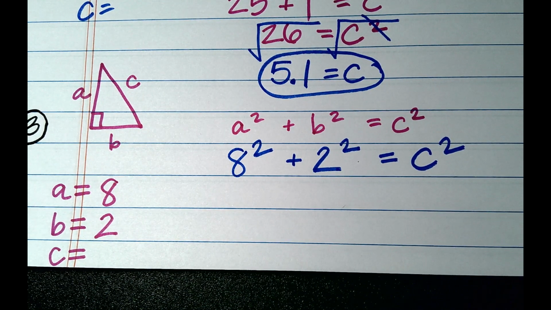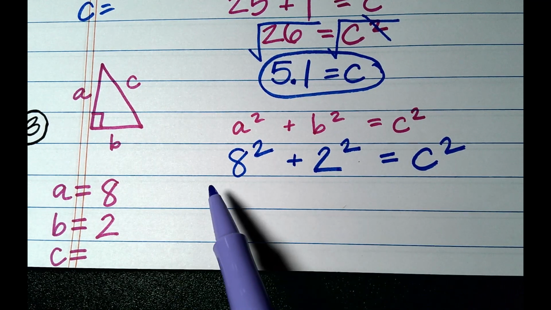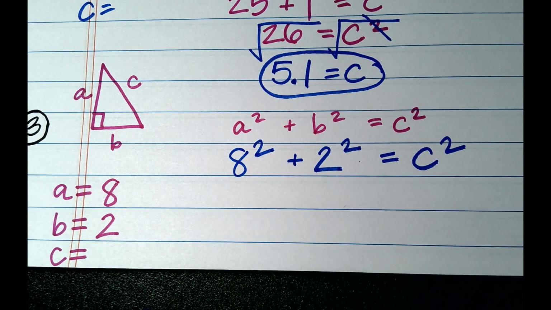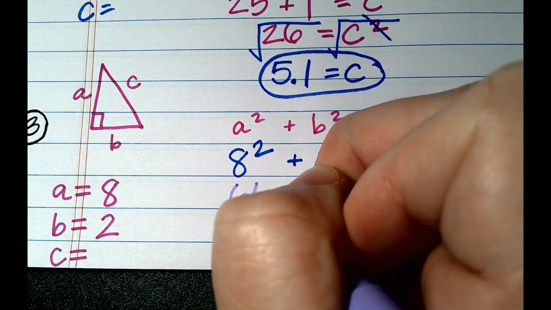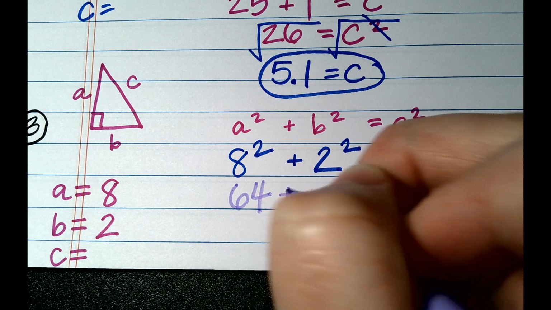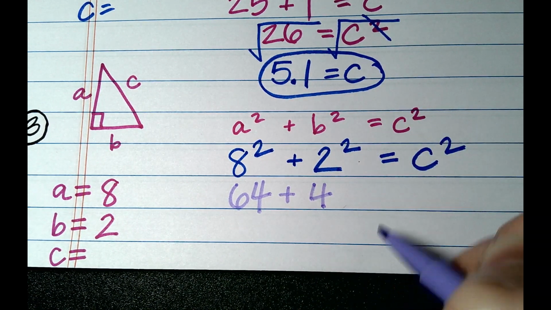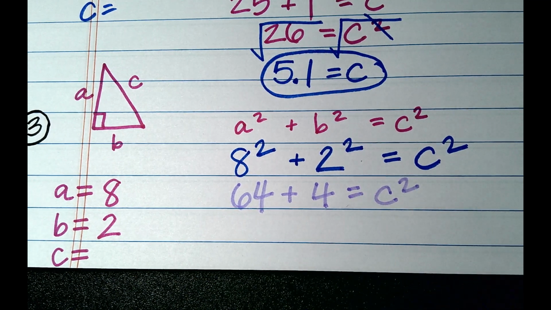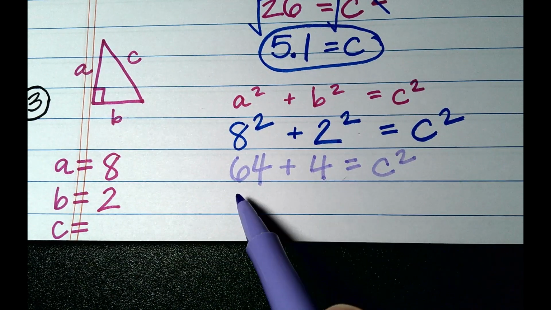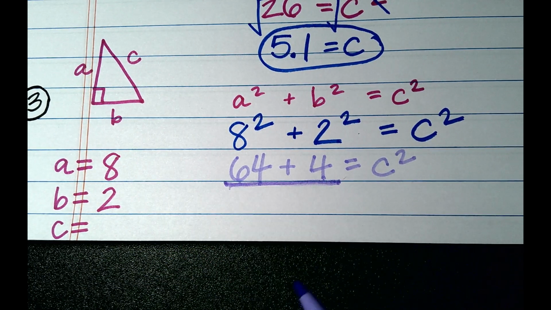Okay, so now that it's all plugged in, Titania, we're going to do your step. We're going to square these numbers. What is 8 times 8? 64. And I'll bring down my plus sign. 2 times 2 is 4. Bring down my equals. Bring down C squared. Then we'll just add these together. 64 plus 4 is 68.